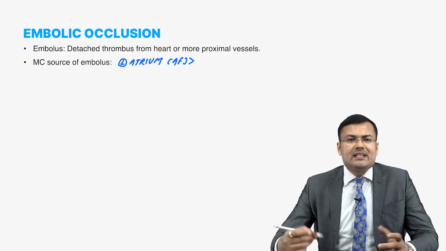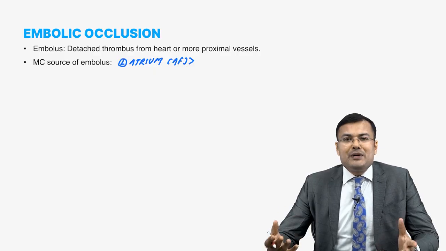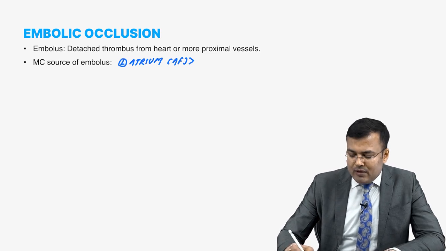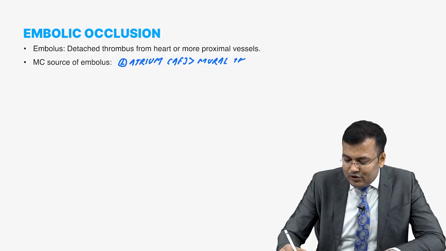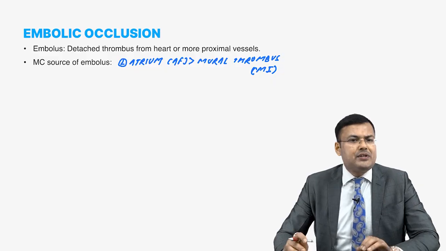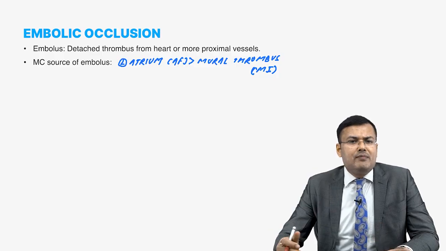Can you tell me what is the second most common source? It's the mural thrombus. In which patients? The patients who are having MI, myocardial infarction. So the second most common source is mural thrombus, in the patients who are having MI. That is the order of the most common sources: left atrium followed by mural thrombus.